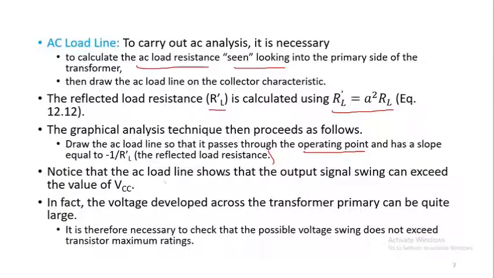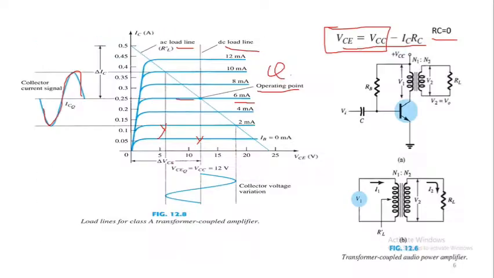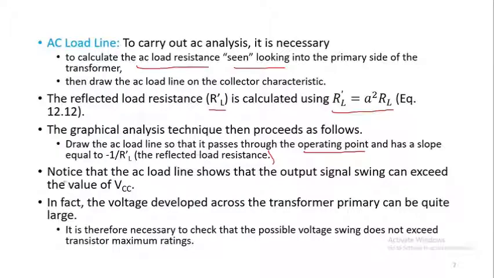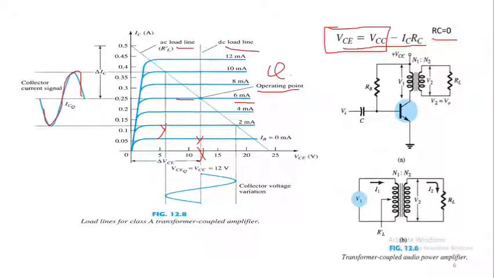Notice that the AC load line shows that the output swing, signal swing can exceed the value of VCC. If you want to see, अब आपके पास VCC की वैल्यू ये थी जहाँ से आपने DC लोड लाइन ड्रॉ की थी, लेकिन AC लोड लाइन क्या सजेस्ट कर रही है कि आपके पास जो आउटपुट की स्विंग है, that can exceed the value of VCC. लाइक हियर कि आपके पास जो VCC है उससे आउटपुट स्विंग ज़्यादा हो सकती है.